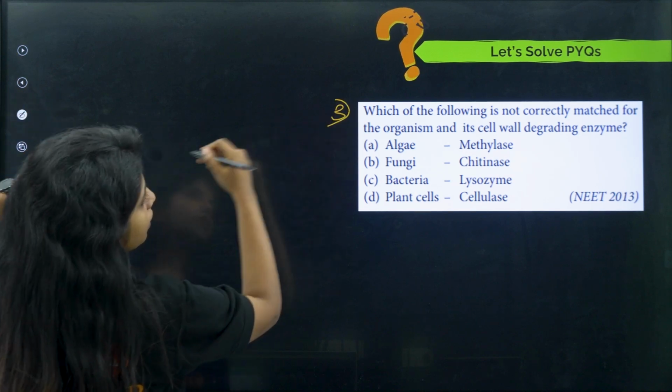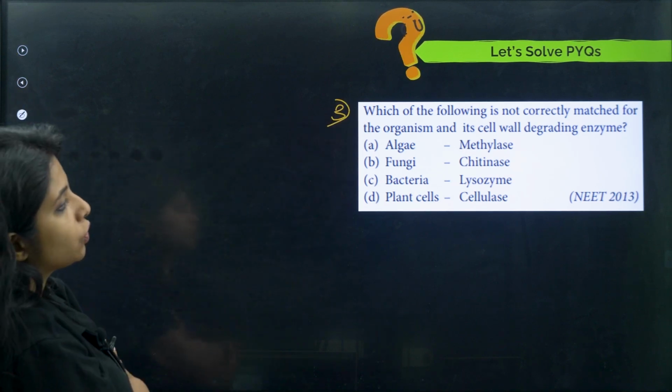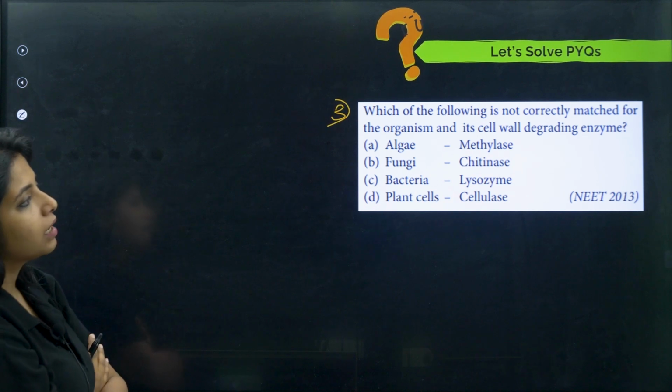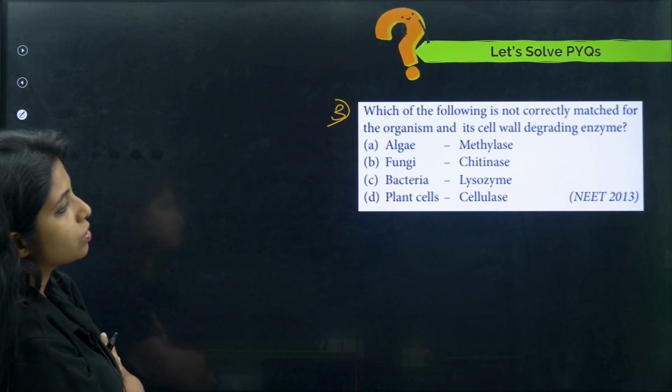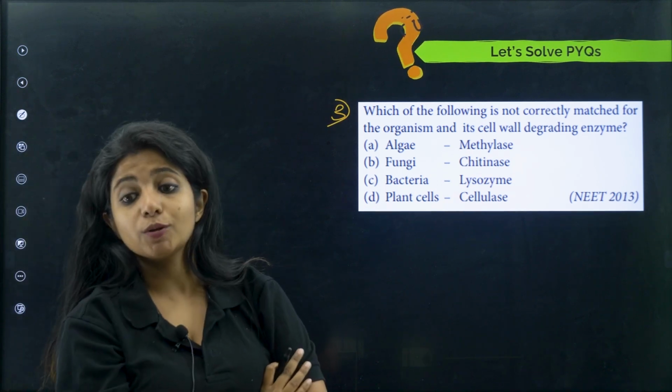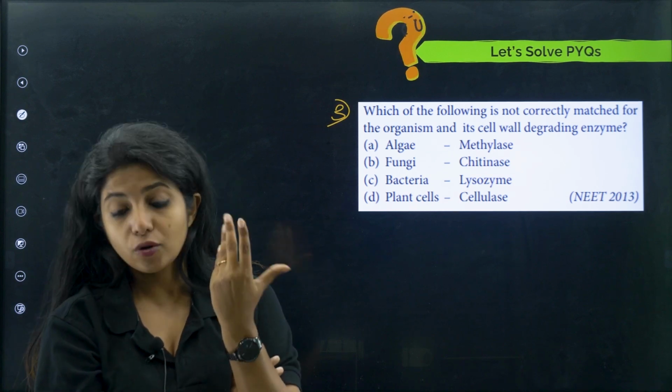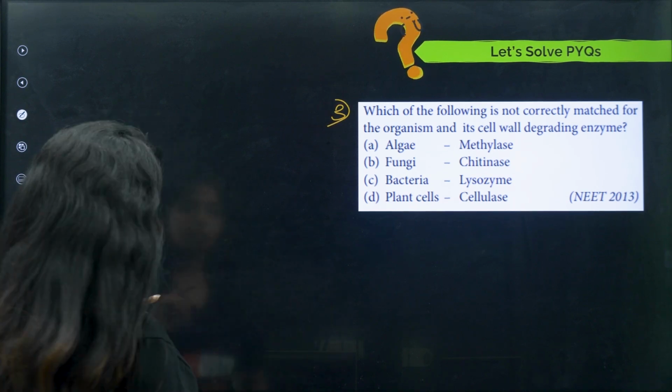Third question. Which of the following is not correctly matched for the organism and its cell wall degrading enzyme? Algae, methylase; fungi, chitinase; bacteria, lysozyme; plant cell, cellulase. NEET 2013. Simple question that we have got to understand. So simple, right? You should be trying it out.